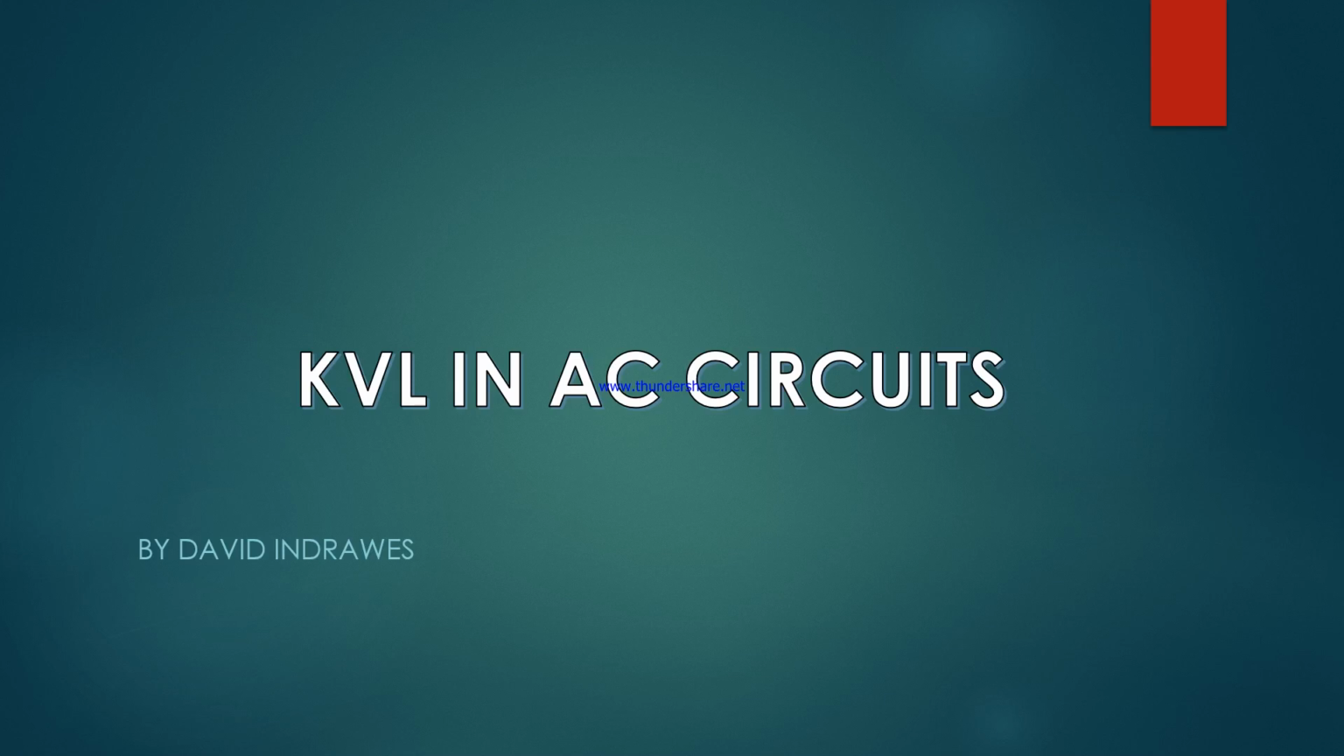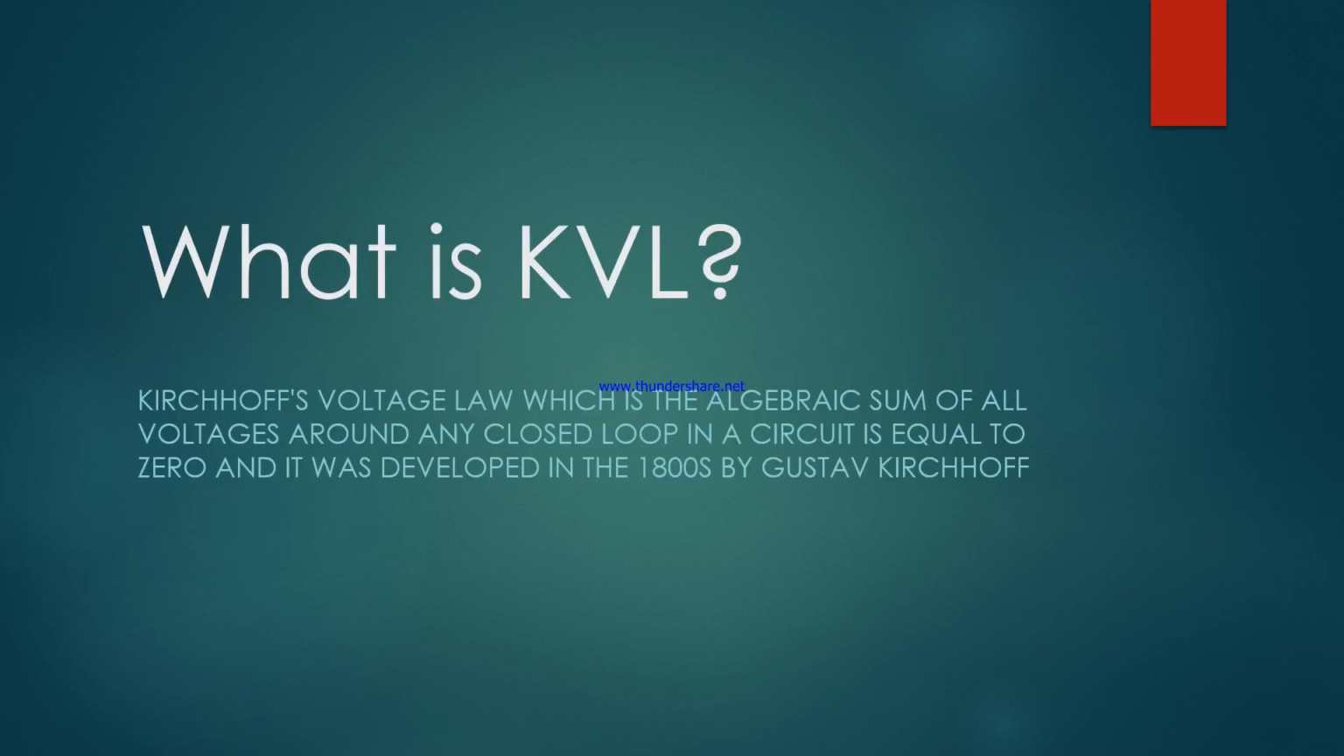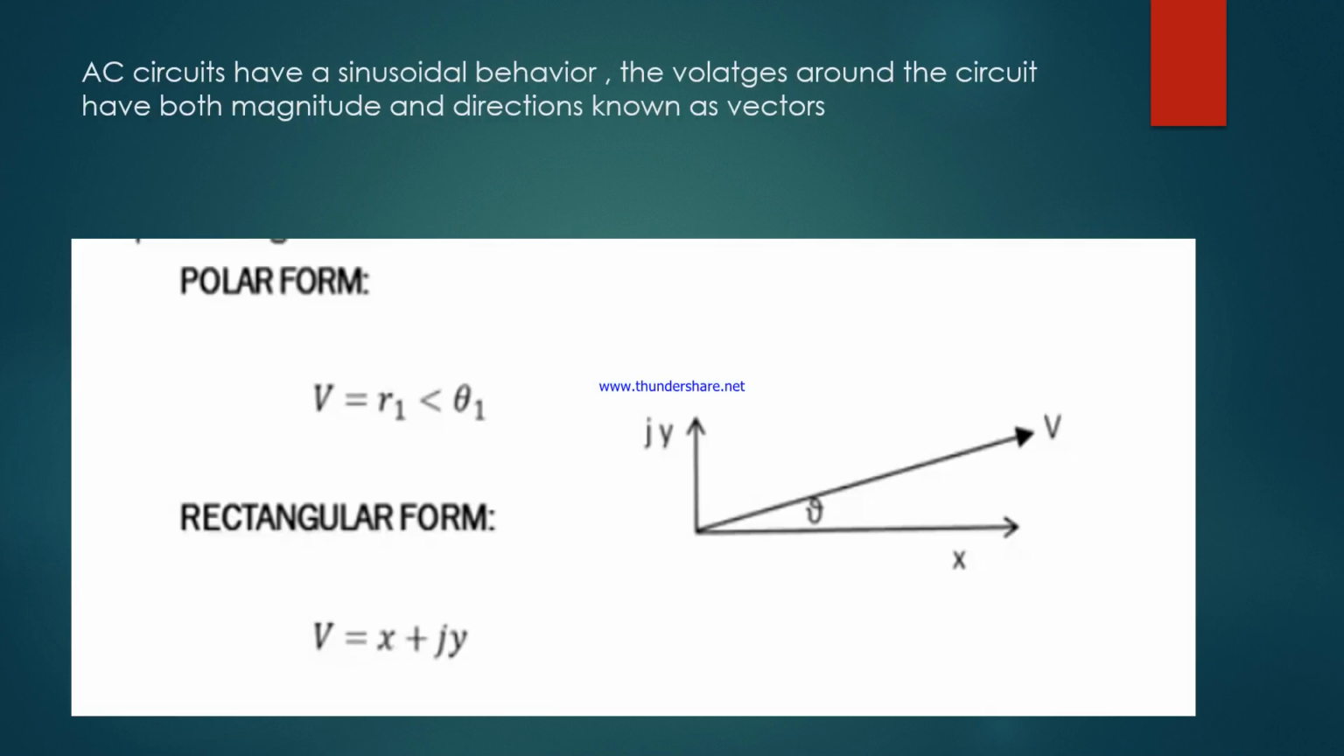KVL in AC circuits. Kirchhoff's voltage law was developed in 1845 by Gustav Kirchhoff, which states that the sum of all voltages around any closed loop in a circuit is equal to 0. AC circuits have a sinusoidal behavior, and as we can see here, the vectors are represented in polar or rectangular form.